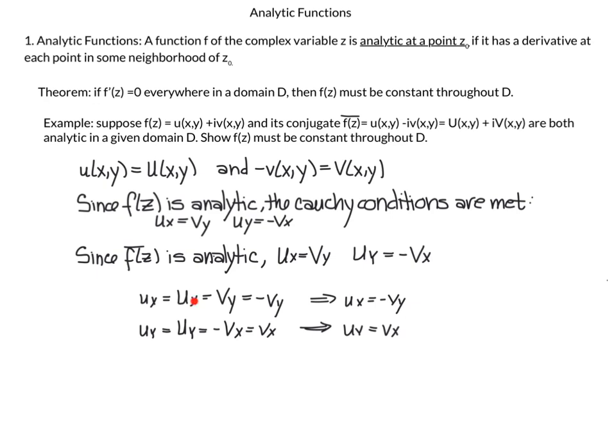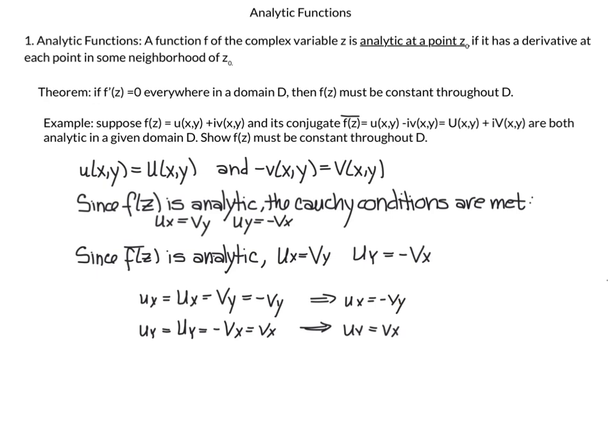And then we have that this capital U of x is equal to capital V of y. Now, since capital V of y is just negative lowercase v of x,y, that will equal negative lowercase v of y. So what we have is u of x is equal to negative v of y.